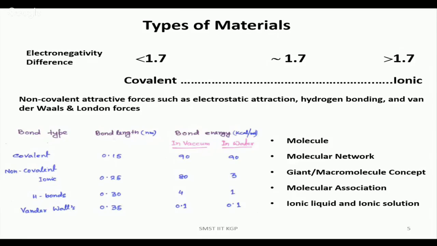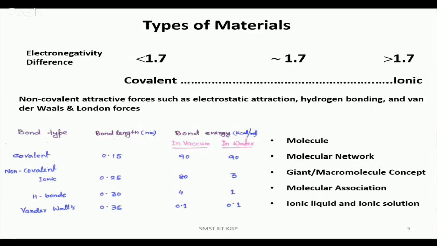Similarly, when you add sodium chloride into water, what do you get? Ions are there in the water, so that is called an ionic solution. The same sodium chloride, when it is melted, is called an ionic liquid. So that is why we have very different properties.